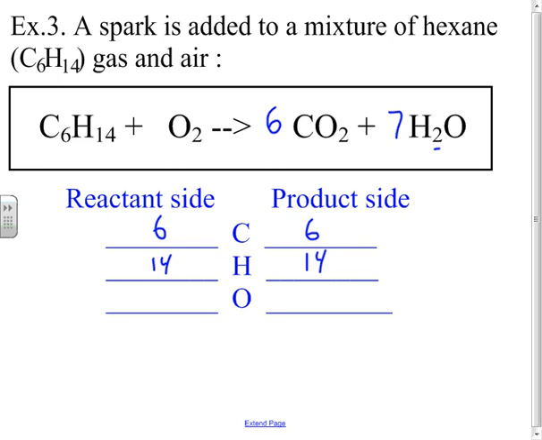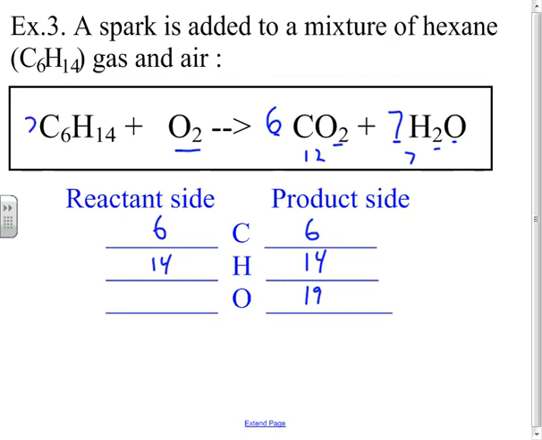But now we're going to run into an odd-even problem. In terms of oxygens on the product side, we have 6 times 2, which is going to give us 12, plus 7 times 1, which is going to give us 7 more. That gives us 19. That's an odd number, and oxygens can only ever be even on the reactant side. When that happens, double everything that you balanced to that point.